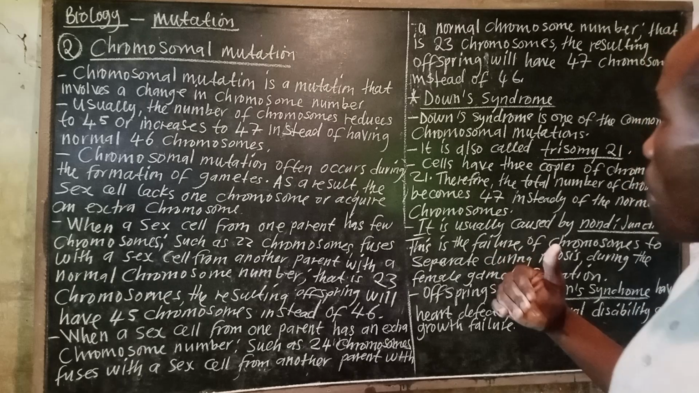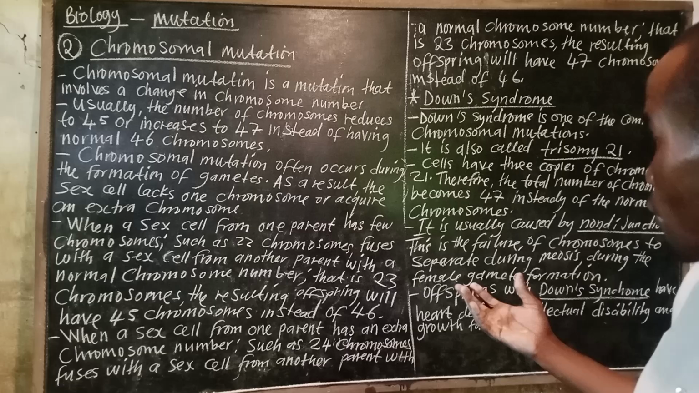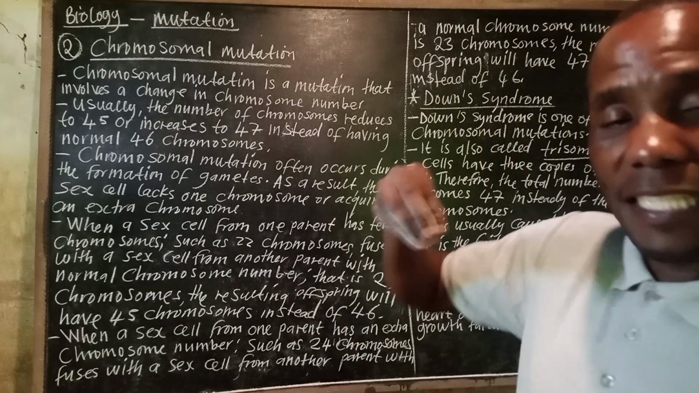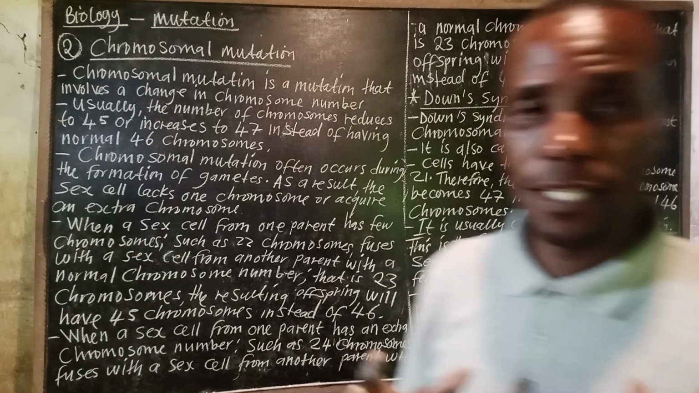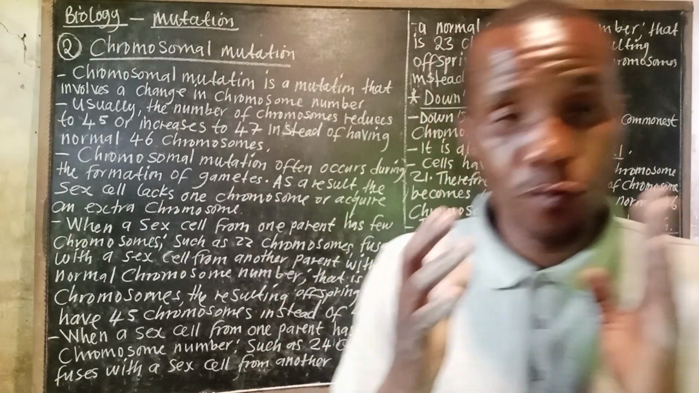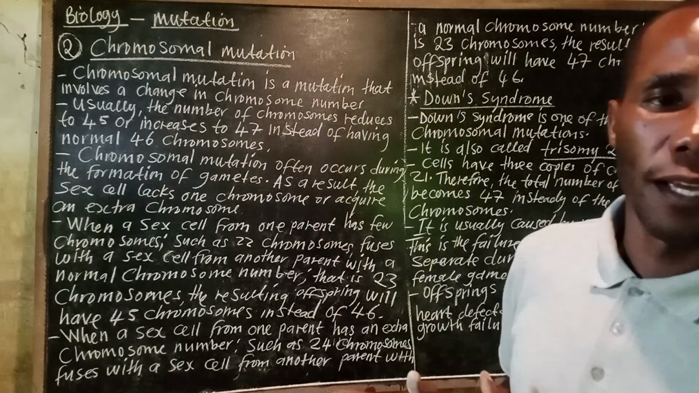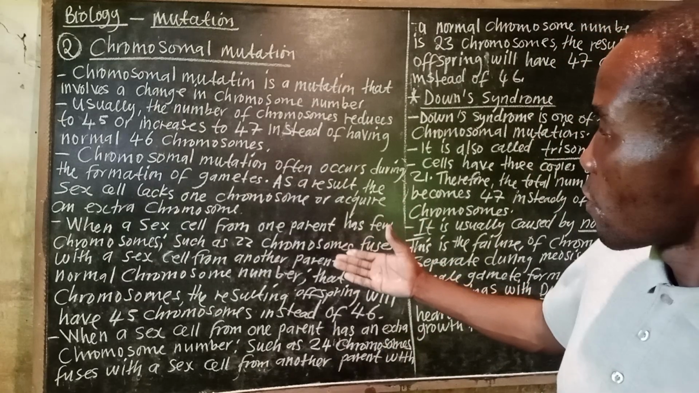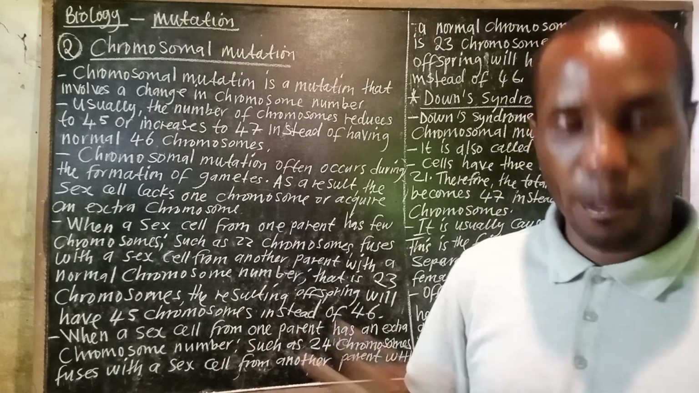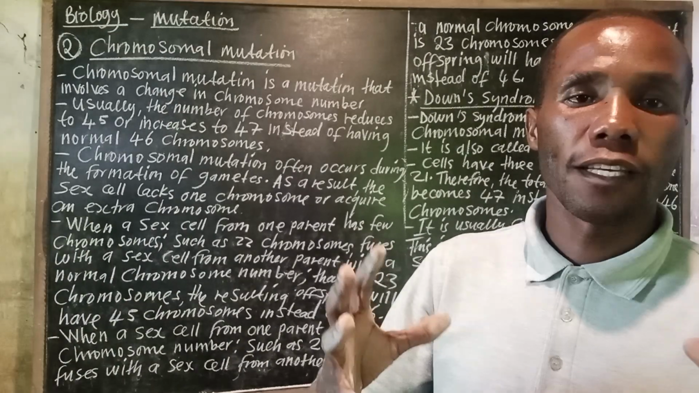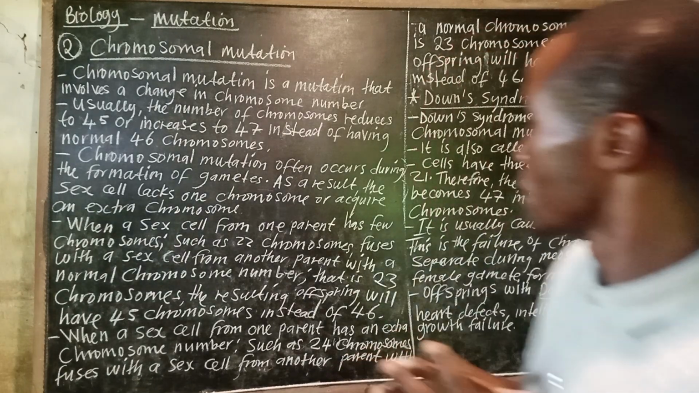When a sex cell from one parent has fewer chromosomes, such as 22 chromosomes, and fuses with a sex cell from another parent with the normal 23 chromosomes, because according to what we learned when we were looking at cell division, meiosis, each parent carries 23 chromosomes. So when they come together, they come up with the total number of chromosomes, which is 46.